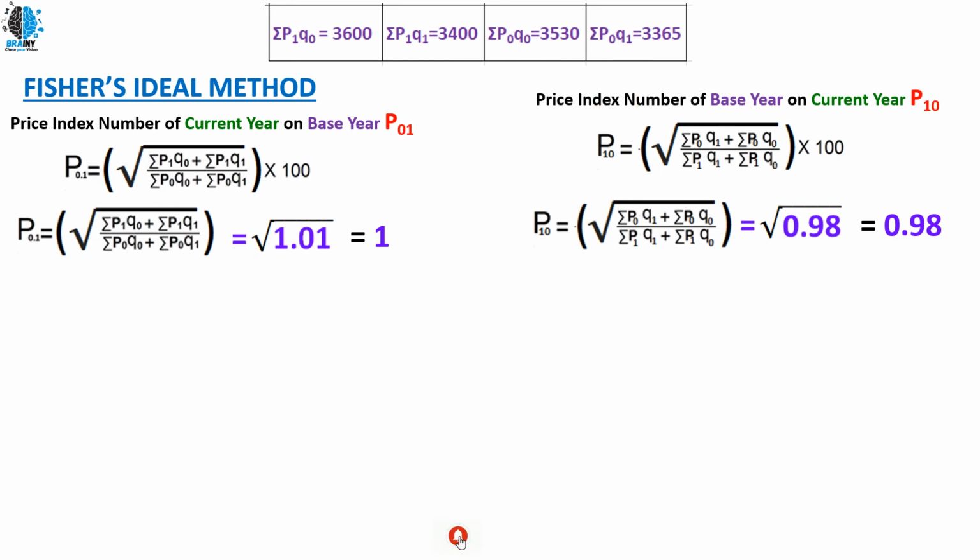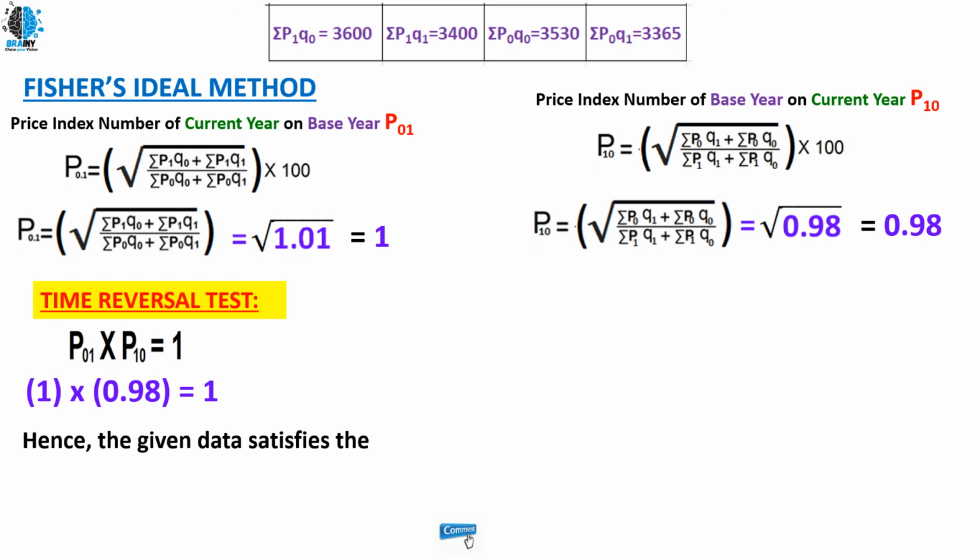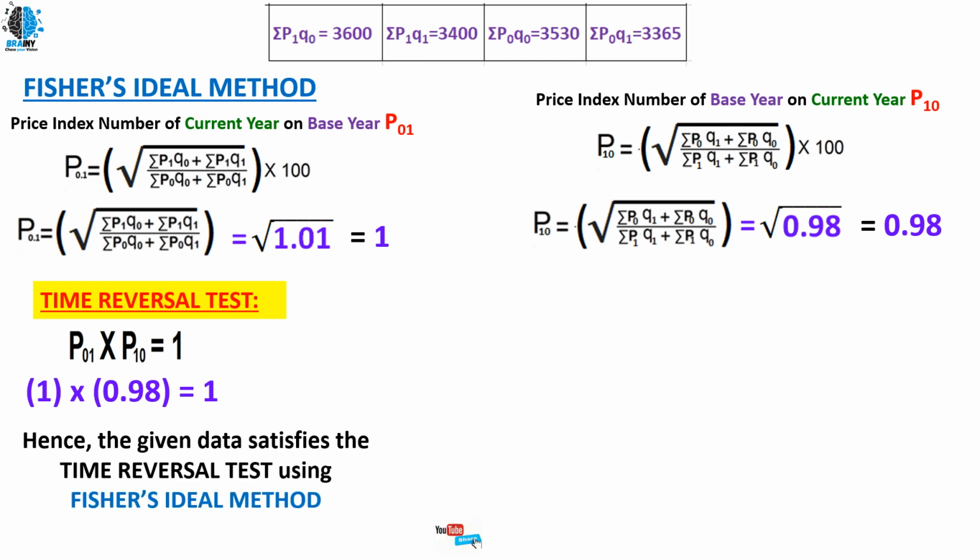Now what is the time reversal formula? P01 into P10 is equal to 1. So I'm going to substitute these two values. I'm getting here 1. So it means that the given data satisfies the time reversal test using Fisher's ideal method. So the given data is satisfying the time reversal test under Fisher's ideal method as well as the Marshall-Edgeworth method. So the given data satisfies the time reversal test.